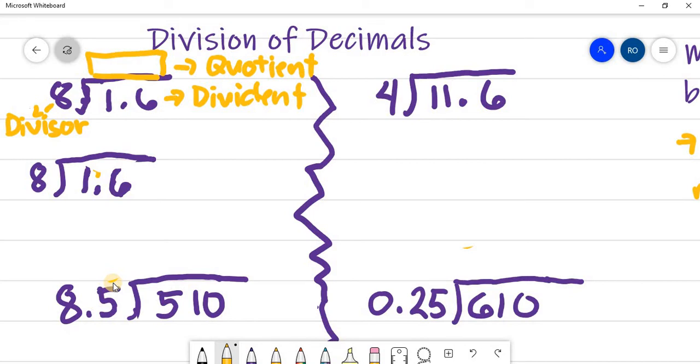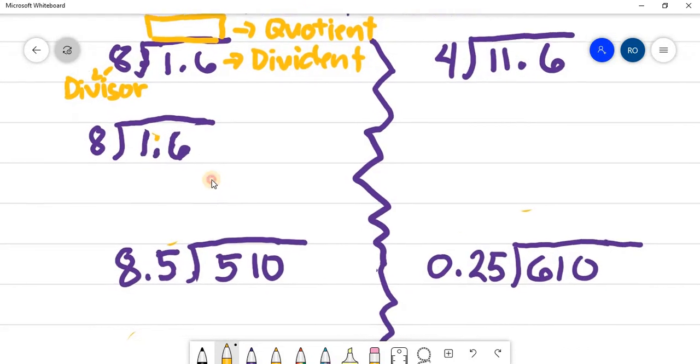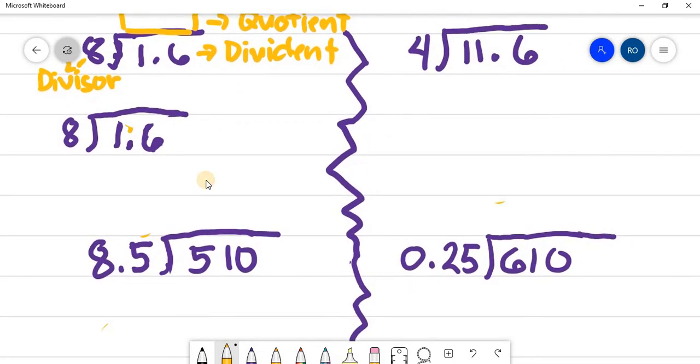Now let's take the first example, 1.6 divided by 8. As you can see, the dividend 1.6 is a decimal and the divisor is a whole number. To divide a decimal by a whole number, write the decimal point in the quotient directly above the decimal point in the dividend and divide as usual. So the decimal point of 1.6 we're going to bring up here. We have the decimal point here.